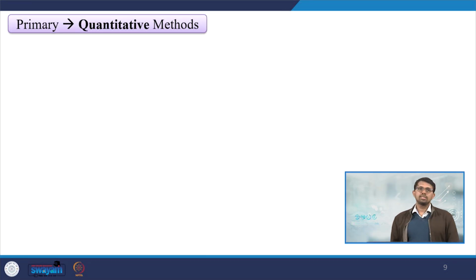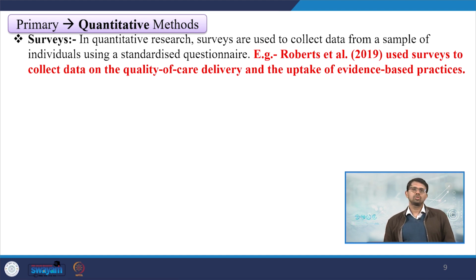So, next is the quantitative but primary one. Primary data is through surveys. In quantitative research, surveys are used to collect data from a sample of individuals using a standardized questionnaire method. Roberts et al. 2019 used surveys to collect data on quality of care delivery and the uptake of evidence-based practices.